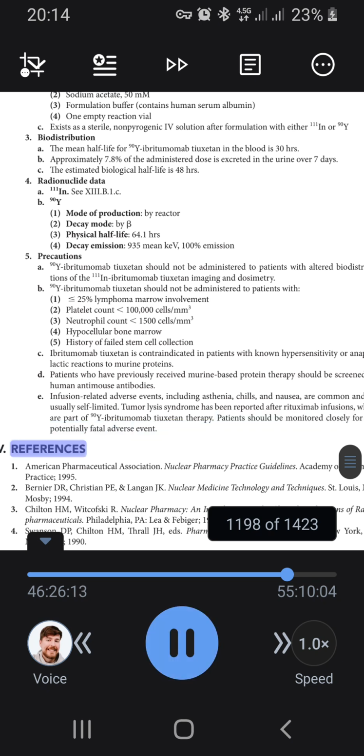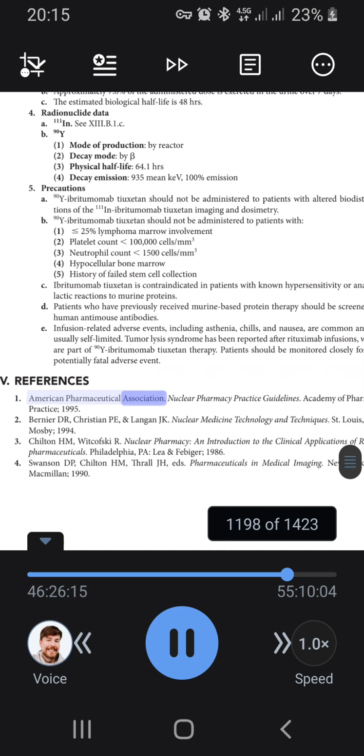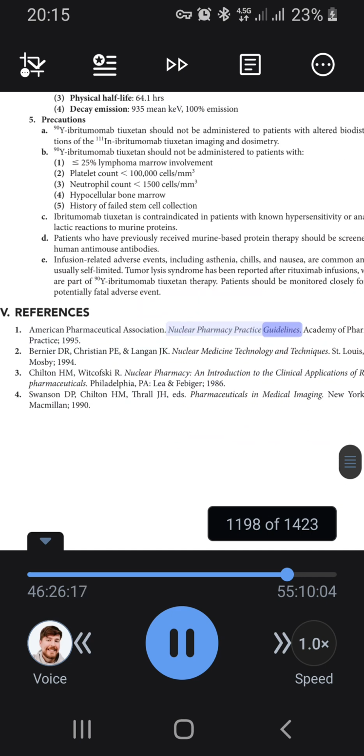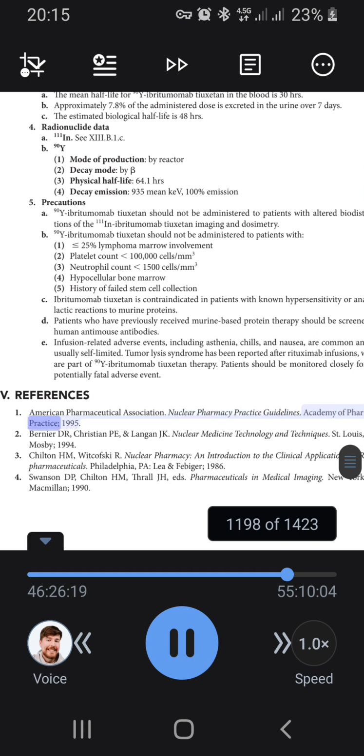XV. References. 1. American Pharmaceutical Association. Nuclear Pharmacy Practice Guidelines. Academy of Pharmacy Practice, 1995. 2. Bernier D.R., Christian P.E., and Langan J.K. Nuclear Medicine Technology and Techniques. St. Louis, Missouri: Mosby, 1994.